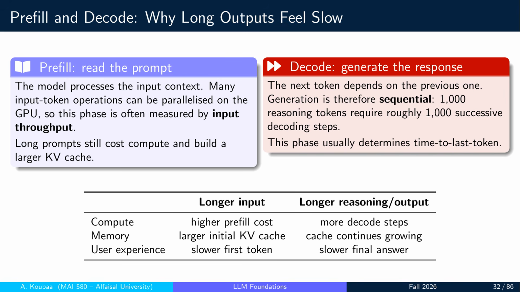Now, the small table, because it gives you the design rule in one view. A longer input means higher prefill cost, a larger initial KV cache, and a slower first token. A longer reasoning output means more decode steps, a cache that continues growing, and a final slower answer.